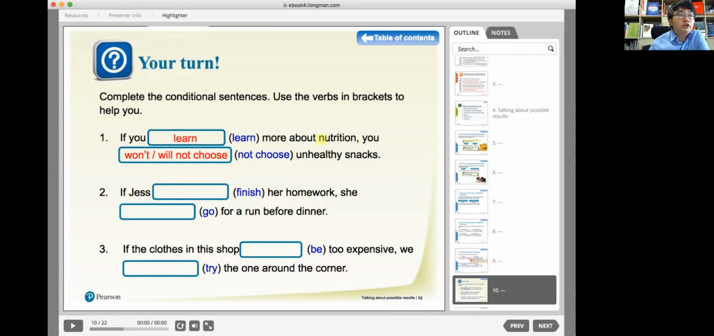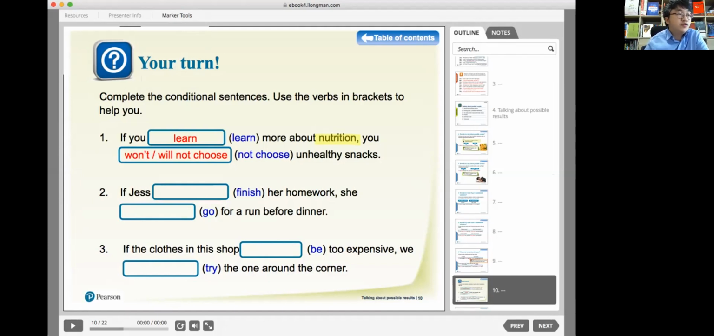what is the meaning of nutrition? You remember? 營養學. Then what happened? A possible result is that you will not choose unhealthy snacks. But maybe not. If I know a lot about nutrition as well, but I always eat unhealthy snacks. So this is only a possible result, not a must. So this is why we use a type 1 conditional sentence.